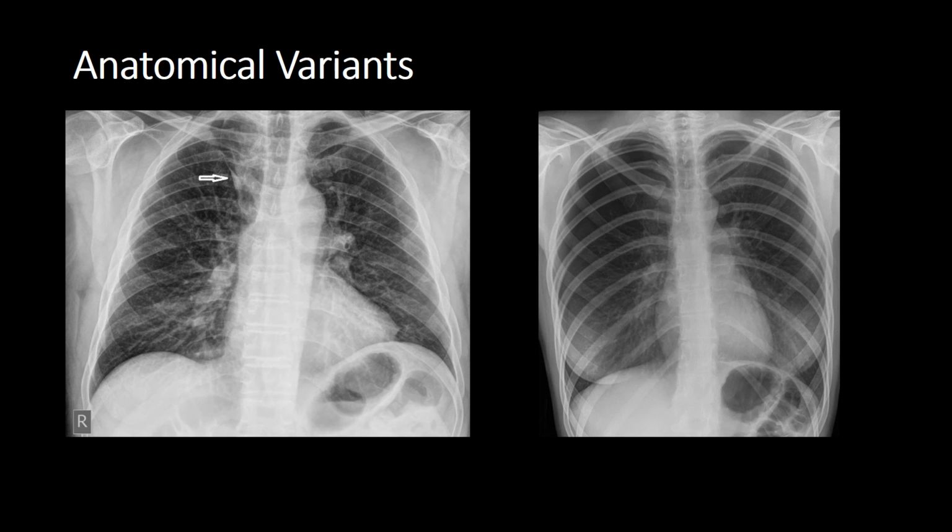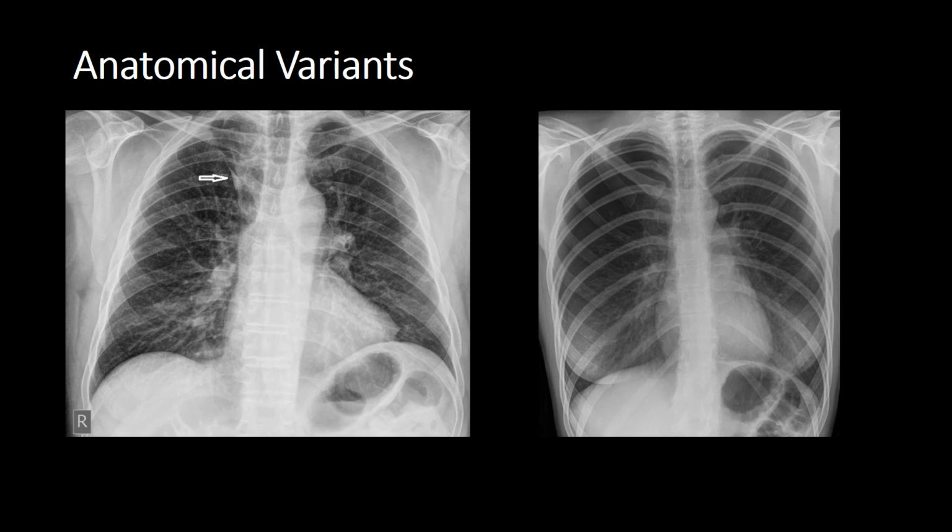The azygos fissure is the most common accessory fissure. It usually occurs in around 1 to 2% of individuals. Our azygos vein is located along the right side of the mediastinum. It hooks forward over the right main bronchus, and it drains the azygos system into the superior vena cava.